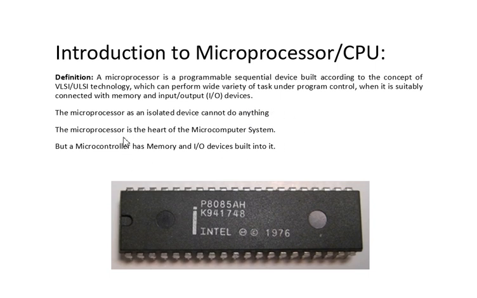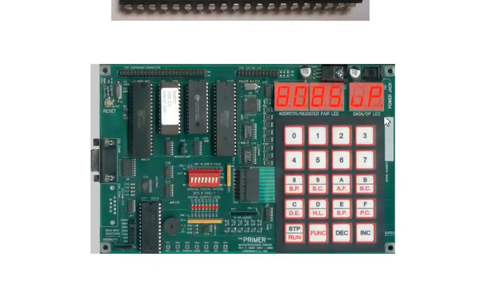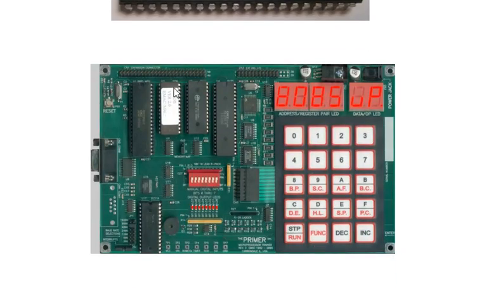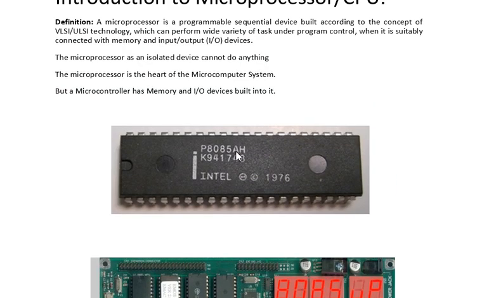And this microprocessor is the heart of the microcomputer system. This is called a microcomputer system, and the heart of the microcomputer system is the microprocessor. We will go through the microcontroller later on. In a microcontroller, memory and IO devices are already built into it, inside the chip.